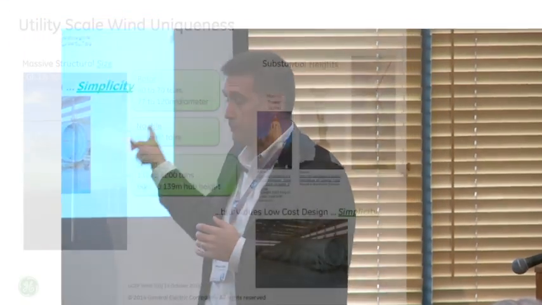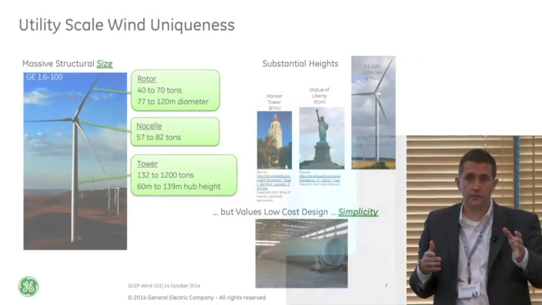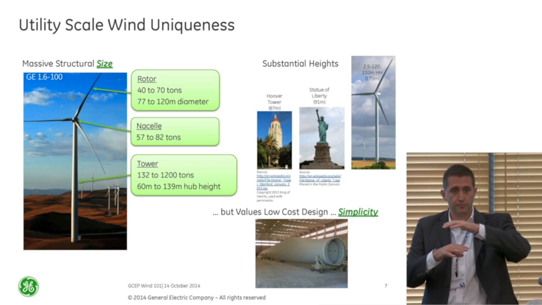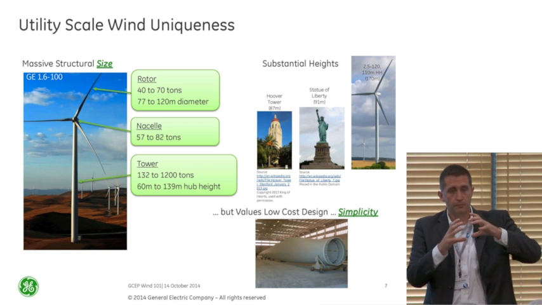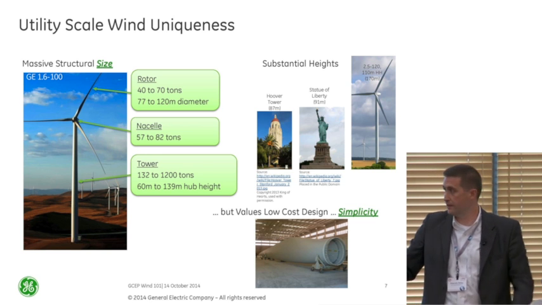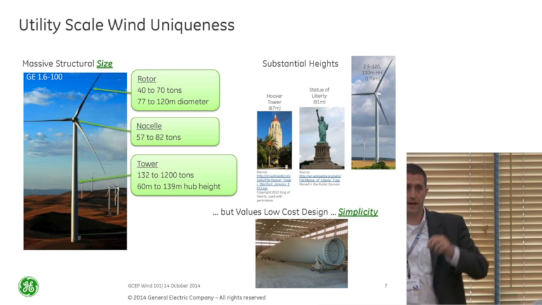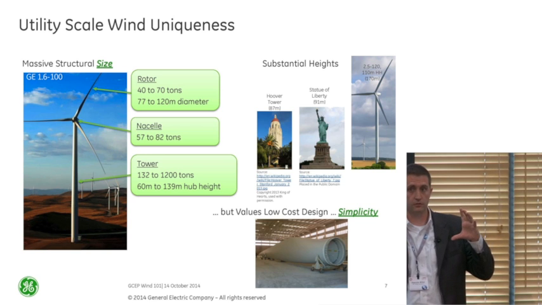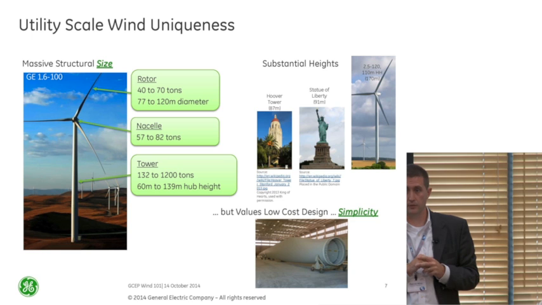There's a challenge for the blades, obviously, because of the length. There's a challenge for the towers, not for the length because we do split the towers, but in terms of the diameter. And the same thing with the nacelle, which is the box at the top, which also has dimensional limitations on it.